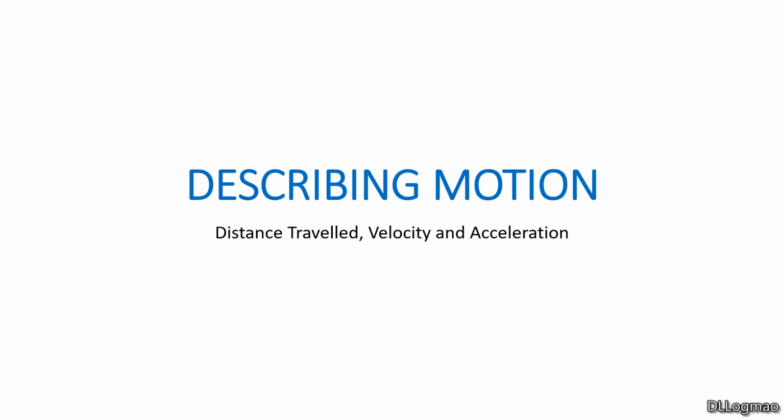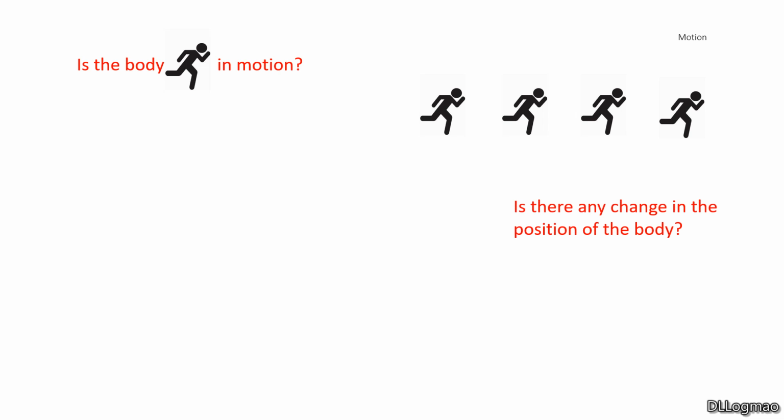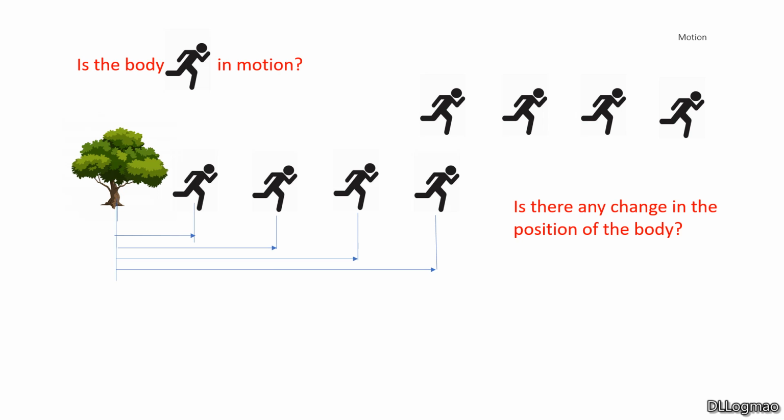In the following figures, is the body in motion? Can you precisely say that the man is in motion? Is there any change in the position of the man? How do you know there is a change in the position? In this figure, there is a tree and the man's positions with respect to the tree are shown. Is the man in motion? Are there changes in position? In which figure is the man in motion?